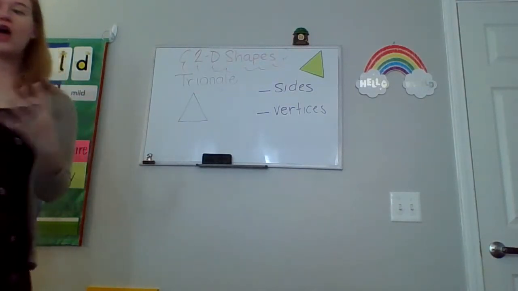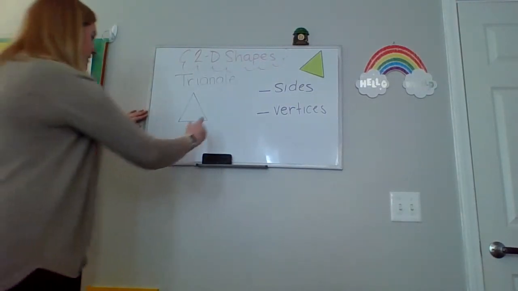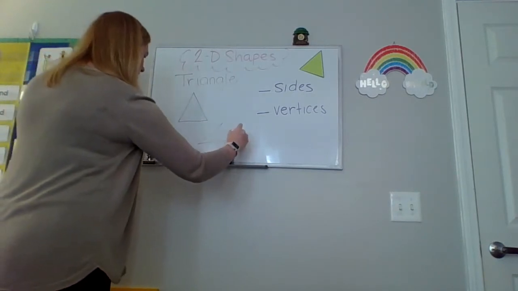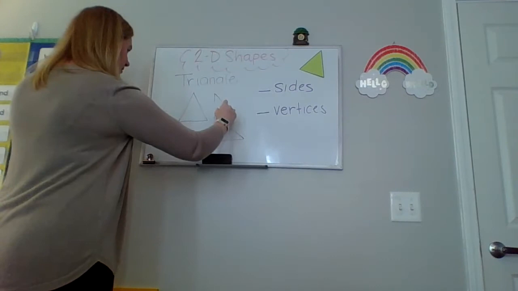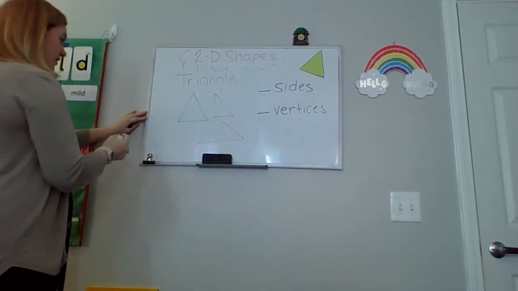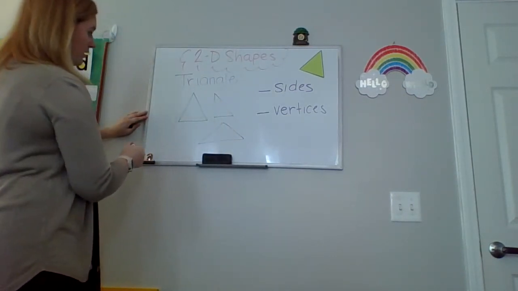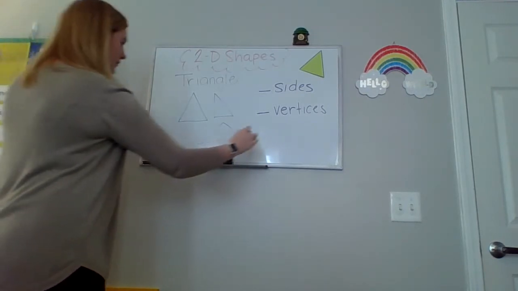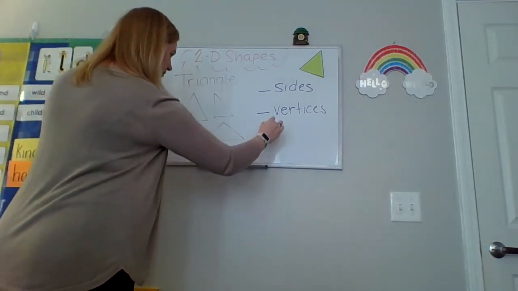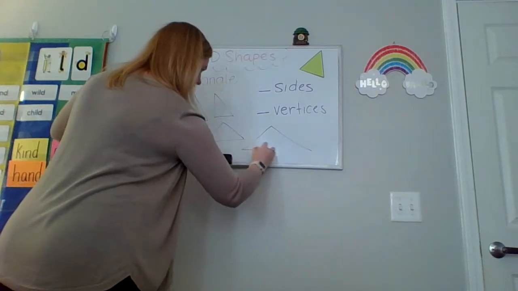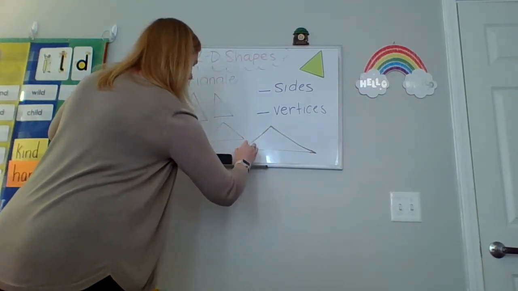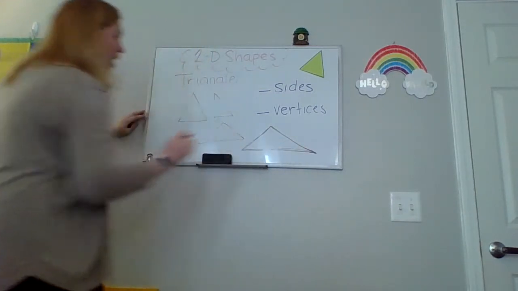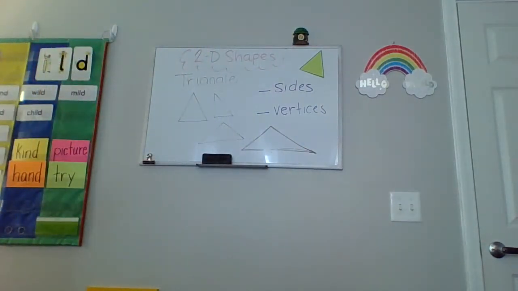Now, there are other types of triangles, okay? Like this is a triangle. This is a triangle, and this is also a triangle. All I care about is that you know how many sides and vertices a triangle has.